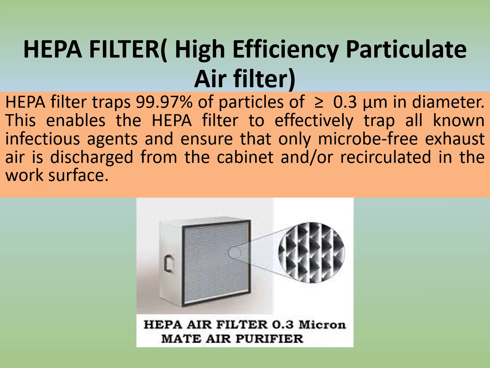Biological safety cabinets employ HEPA filters. HEPA filter traps 99.97% of particles of greater than or equal to 0.3 micrometer in diameter. With this efficiency, HEPA filter effectively traps all known infectious agents and ensures that only microbe-free exhaust discharges from the cabinet, and sometimes the air is recirculated in the work surface. This concept will be better covered in the next slides.